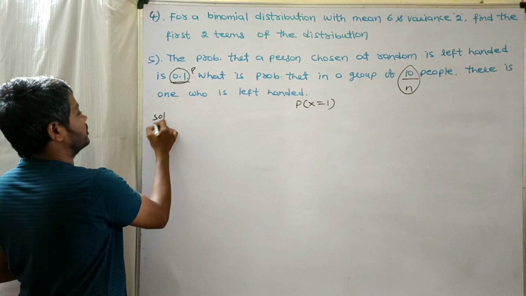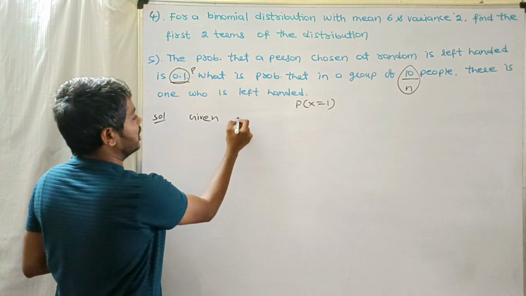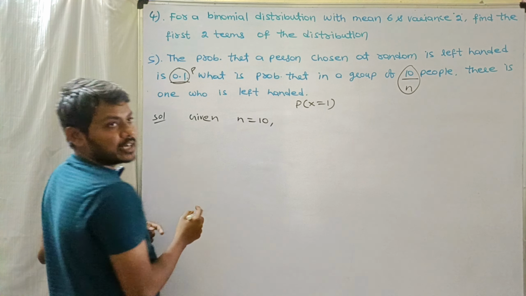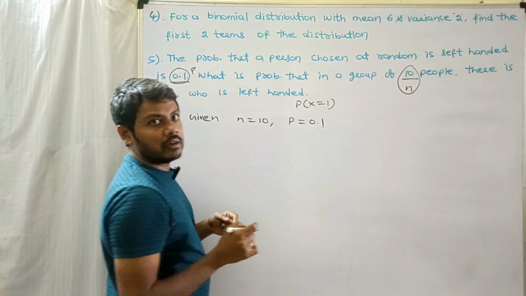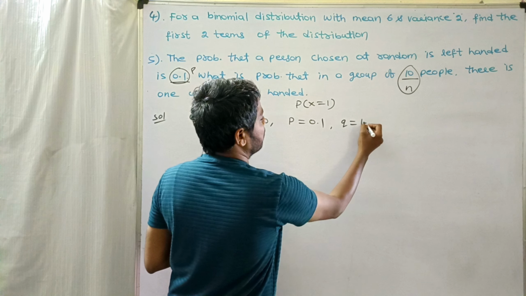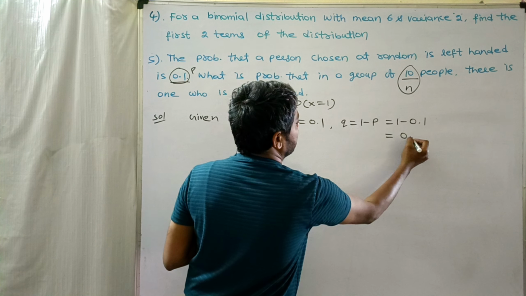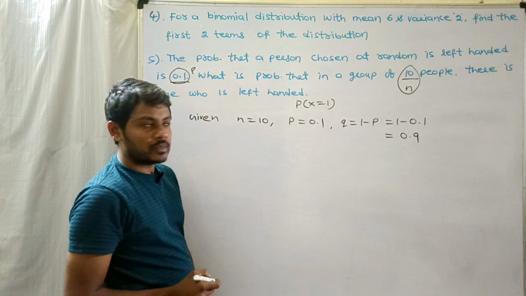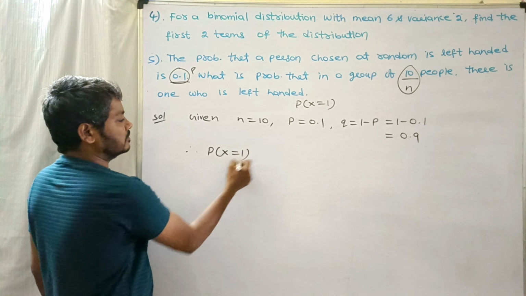See the solution. Given the number of people n is equal to 10, and the probability of success p is equal to 0.1. And what is the probability of failure? q is equal to 1 minus p, which is equal to 1 minus 0.1. We will get 0.9. Therefore, the required probability is P(x = 1).